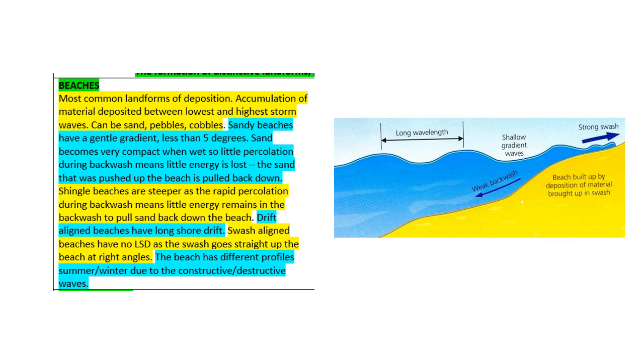Then we talked about the fact that you have some beaches that are drift aligned, and this is where they have longshore drift. Swash aligned beaches is where the swash goes straight up at right angles and back down again at right angles. The beach will have different profiles depending on whether it's summer or winter and where it is in that process of dynamic equilibrium in terms of the constructive or destructive waves.